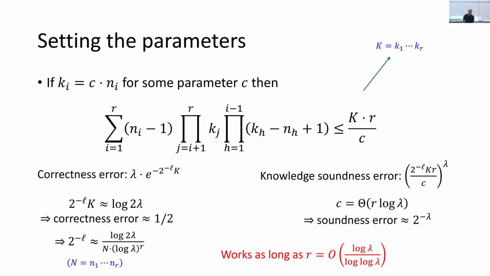The problem is that we set the parameters in a way such that the k's are a factor of log lambda greater than the n_i's. And the tree that we get branches quite quickly, so we can only support log lambda over log log lambda rounds. All right, so that's essentially what I want to say about this compiler.